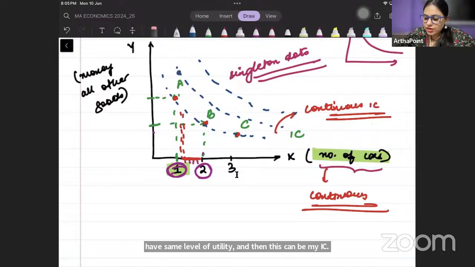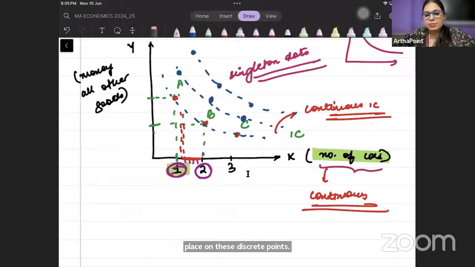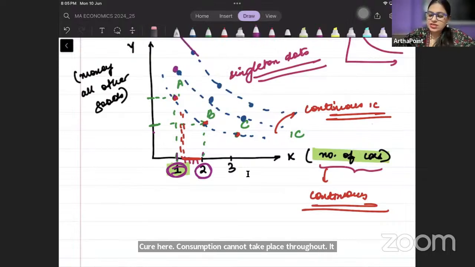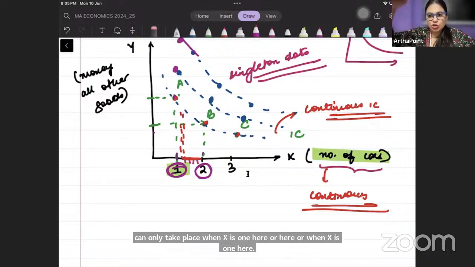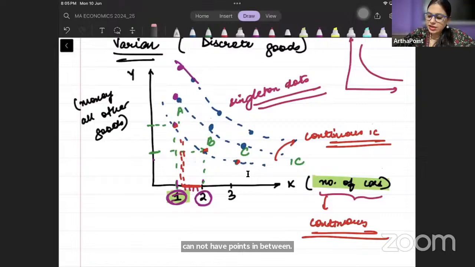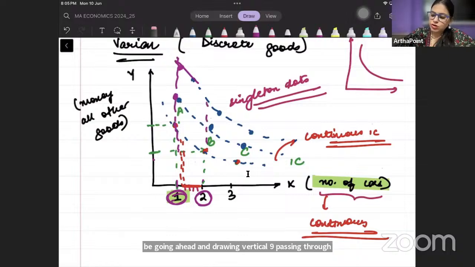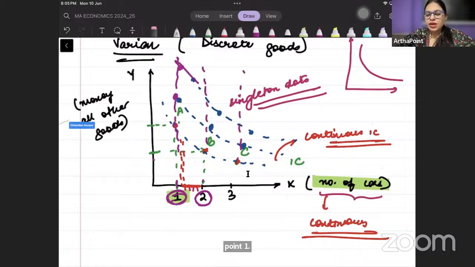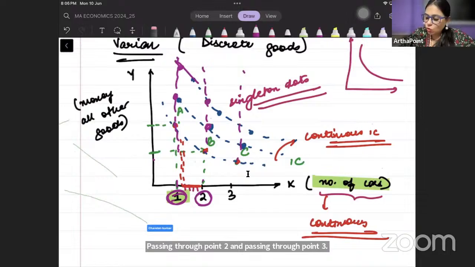But consumption can only take place on these discrete points. Here, here, here. Consumption cannot take place throughout. It can only take place when X is 1 here, or when X is 1 here, right? So I'm only linking it to discrete consumptions. I cannot have points in between. That is why when you look at books, they draw a vertical line passing through point 1, through point 2, and through point 3. The vertical line just represents that you can only consume them in these discrete amounts.